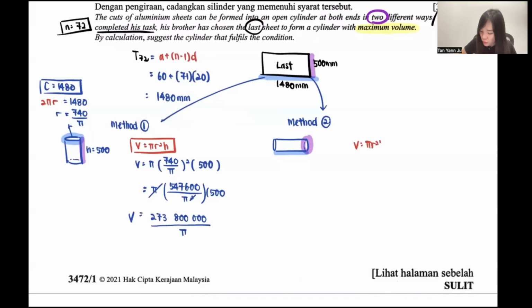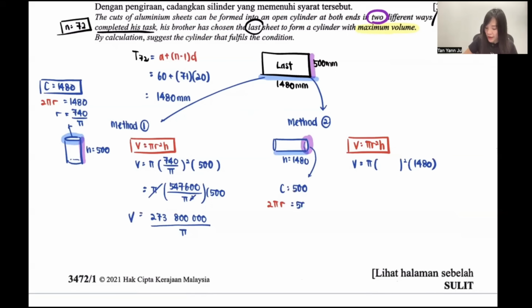For method 2, again you want to find the volume, the same formula, pi r squared h. The h now is 1480. The r you don't know, but the h you know is 1480. Then how about the r? We already know the circumference is 500. Circumference formula is 2 pi r equals 500. So r equals 500, divide by 2, 250, divide by pi. So the r is 250 over pi. Now let's expand it. 250 squared, 62500, over pi squared, times this. Cut again. This one times 1480. 925, no.